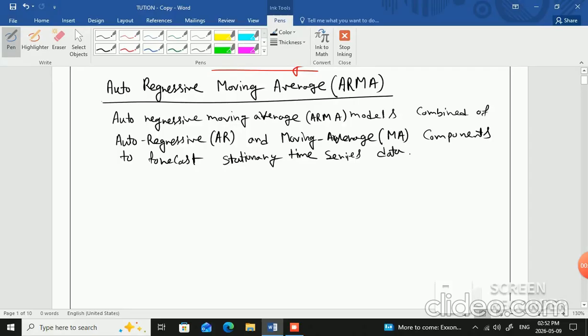Already we discussed the moving average method in time series data. We find trend using the moving average method in time series data. Autoregressive moving average means a combination of the autoregressive model and the moving average model.